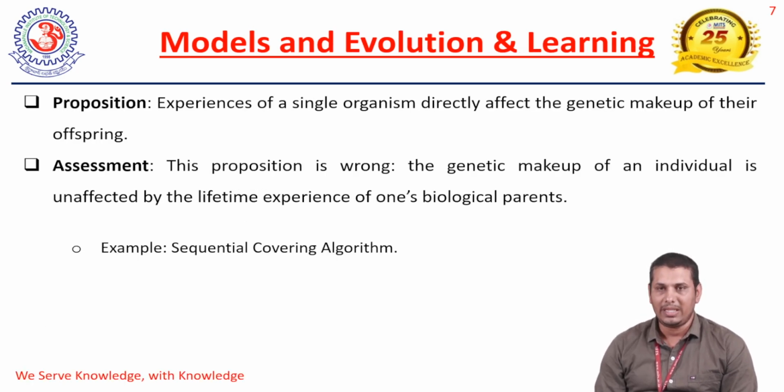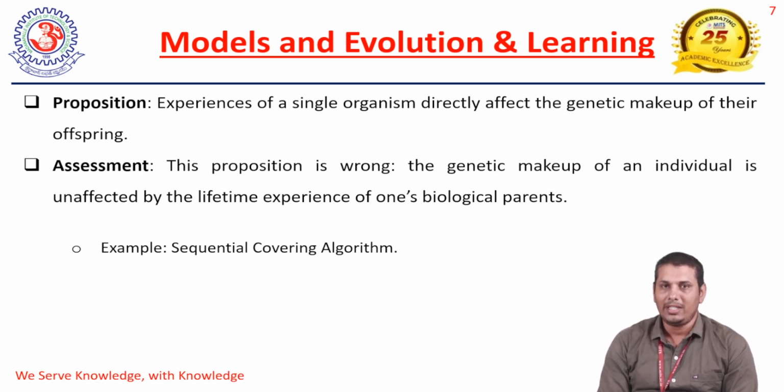So what are the different methods for machine learning? First one is proposition and the next one is assessment. If a proposition is not suited for your implementation, then we can go directly for the assessment model. So what is meant by proposition? Proposition can be defined as the experiences of a single organism directly affecting the genetic makeup of their offspring, which means if this percentage of chlorine or this percentage of nitrogen can be combined to provide a best solution, like that I can give for crop yield prediction.